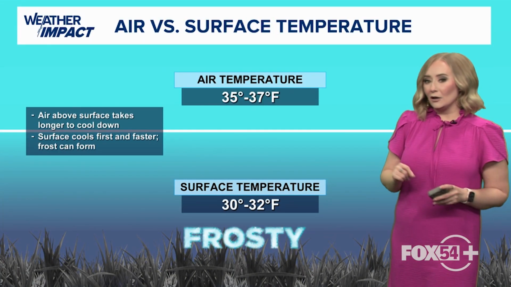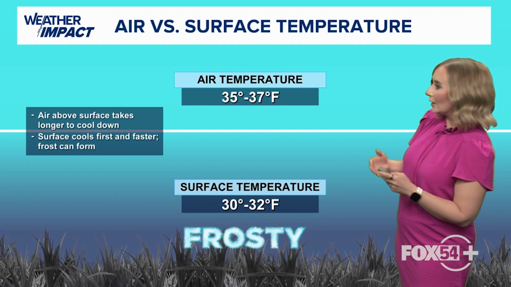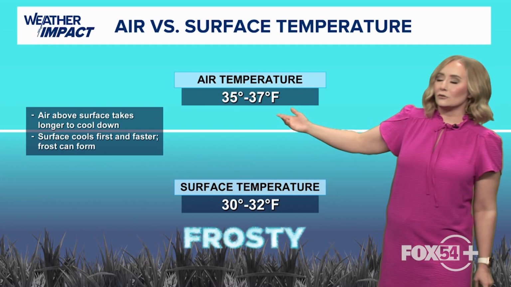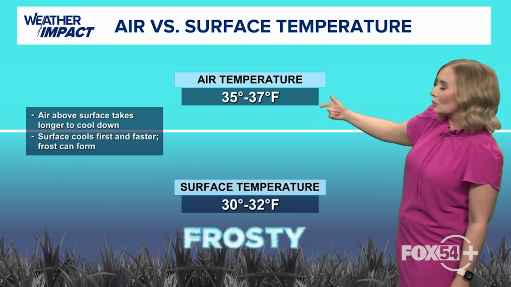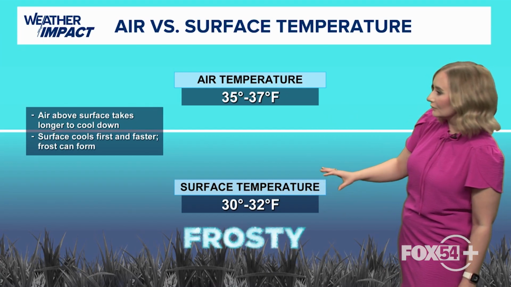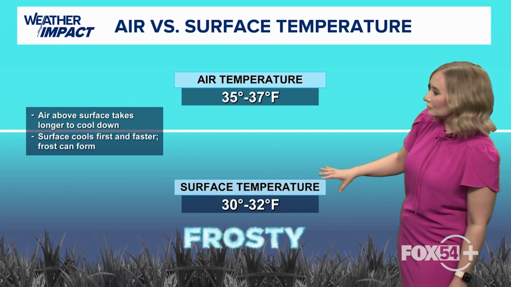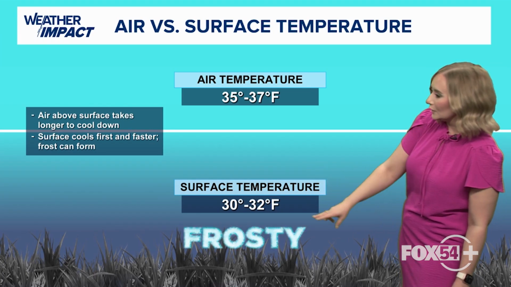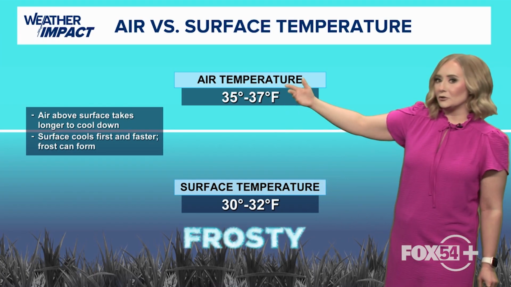So here's the air versus the surface temperature. The air above the surface usually takes longer to cool down, and the surface will cool first and faster, and that's how we get those frosty conditions to begin. So if we have a surface temperature of right around 30 to 32 degrees, notice how the air temperature is only seeing about 35 to 37 degrees.